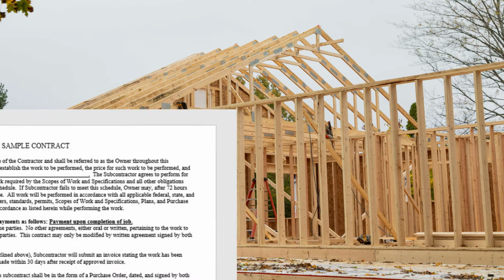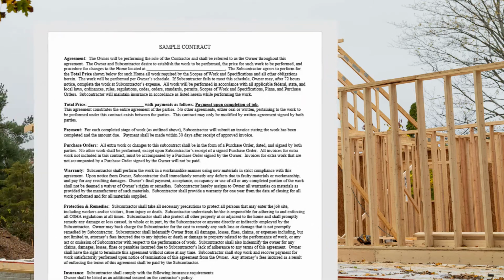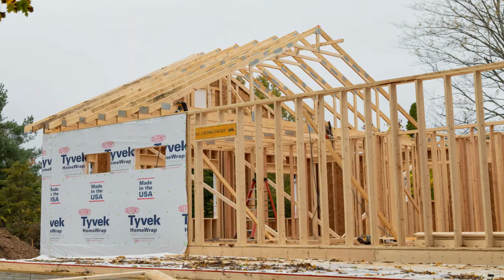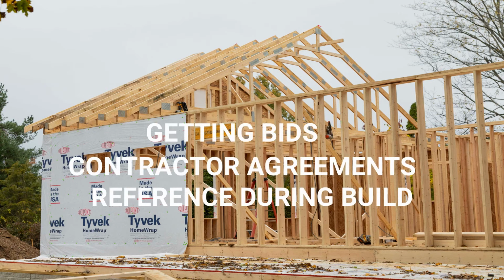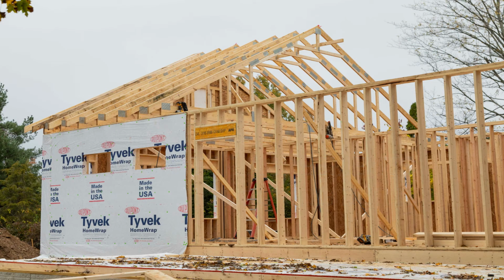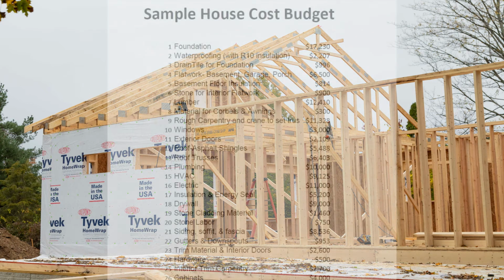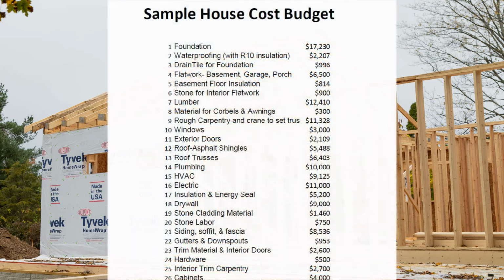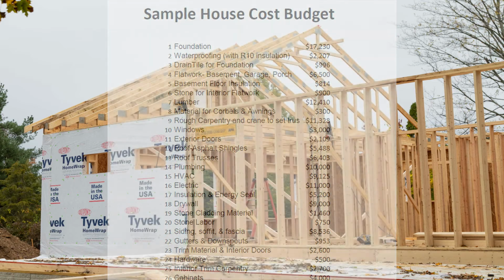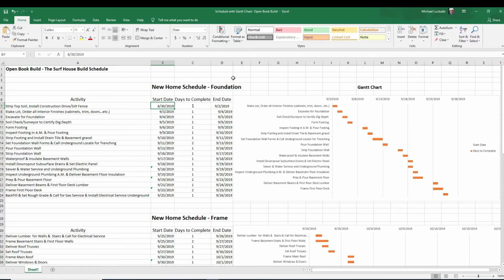We've also included a sample subcontract that can be used for all the vendor agreements. And this contracting kit is used for getting bids, for your contractor agreements, and then for referencing during the build out. Our detailed budget shares all the material and labor line items for building the structure. We also share our detailed schedule that was used when we build the house, keeping everything on track until the house is done, from footings through to final paint.